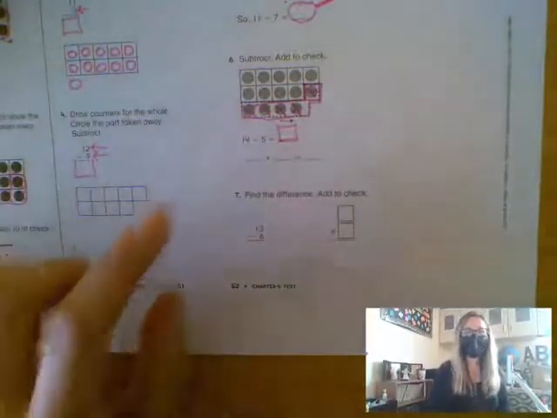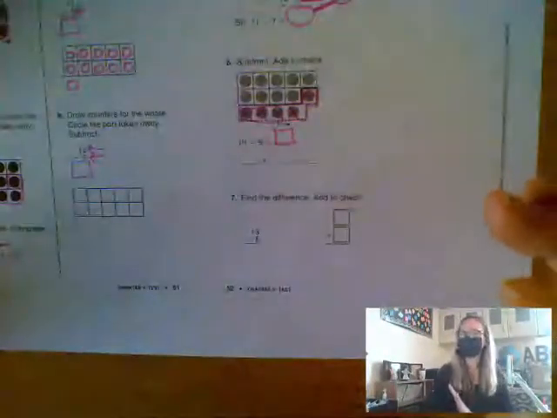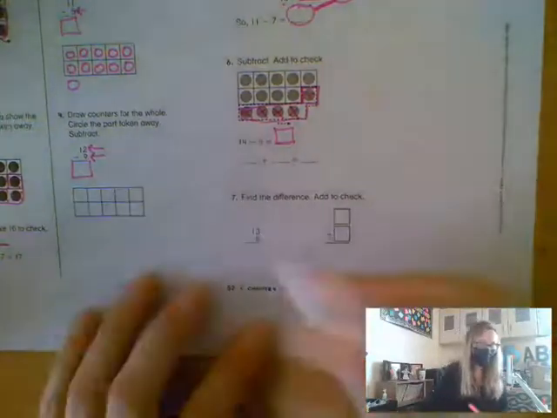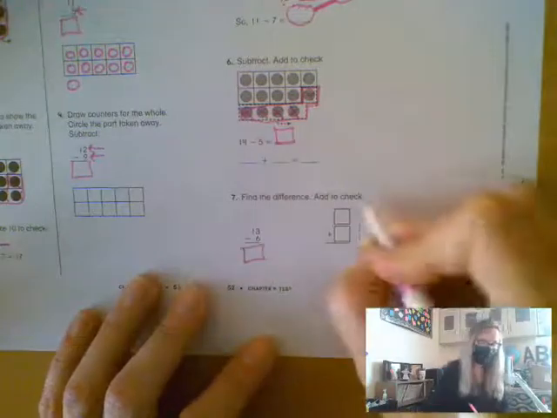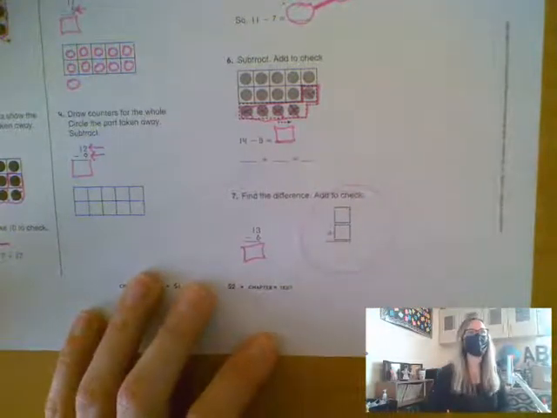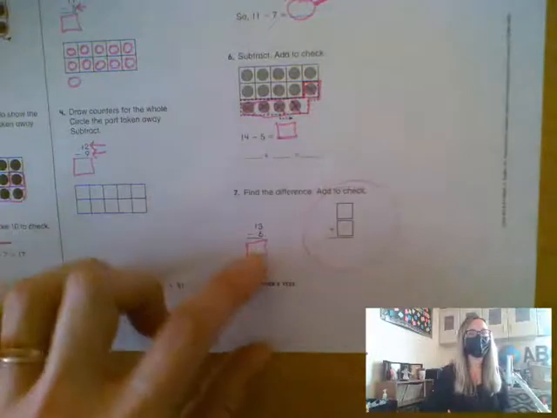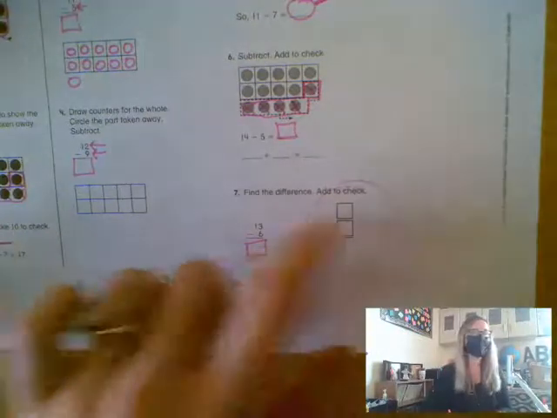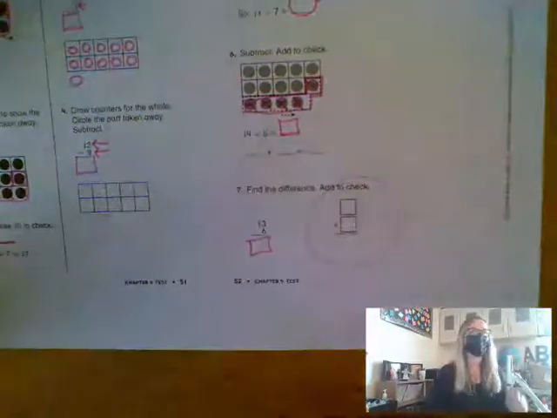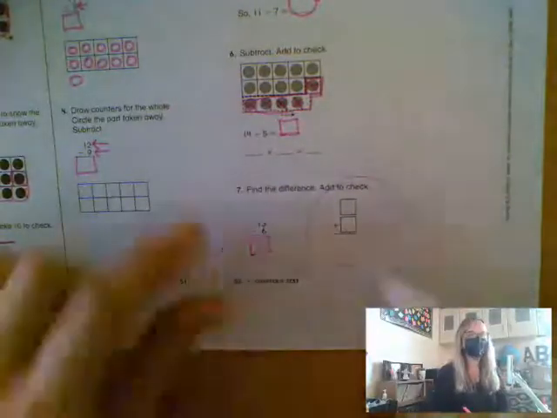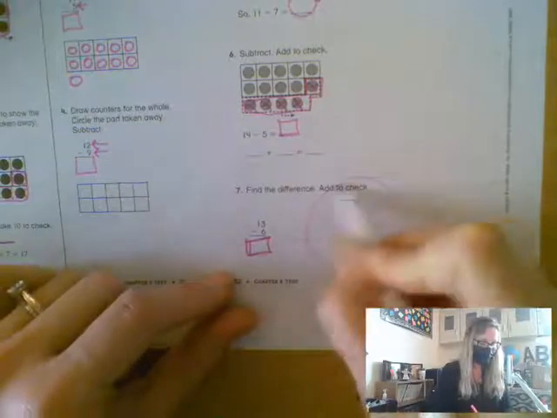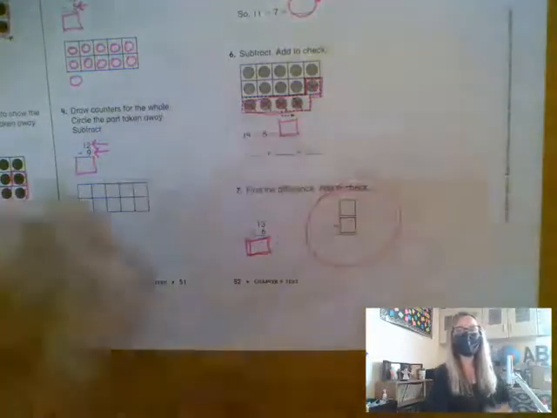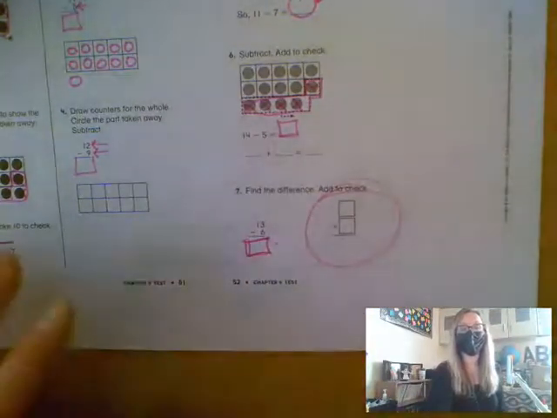Looking at number 7, it says find the difference, check to add. Add to check. I read that backwards. Add to check. So figure out what is 13 minus 6. Put that answer here. And then show me an addition problem that would be in that same fact family using 13, 6, and whatever number you come up with. Take your time. You can draw it out. You can use your fingers. You can do whatever you need to do. 13 minus 6 equals this number. Then use those 3 numbers to show me an addition fact. And when you're finished, I'll know you're ready because you'll turn your paper over.